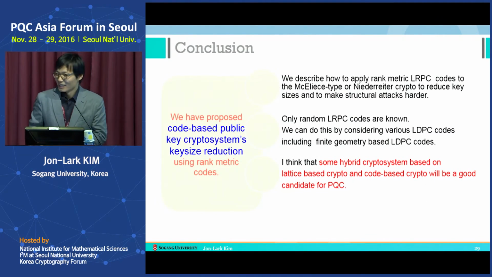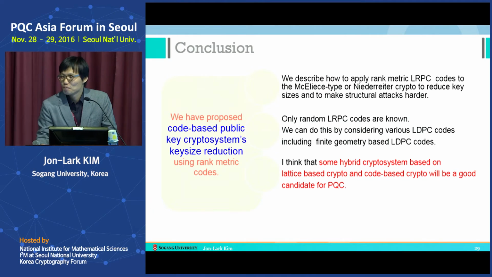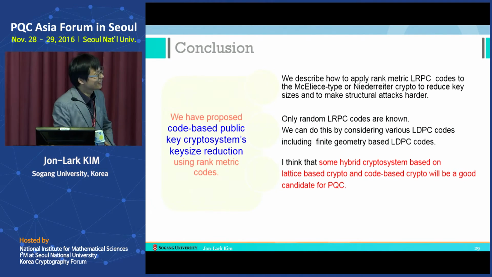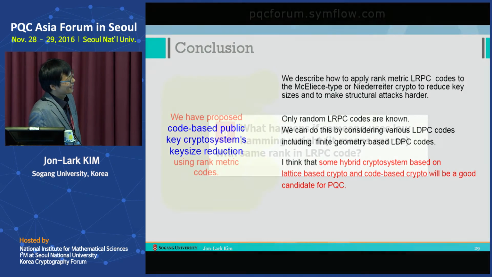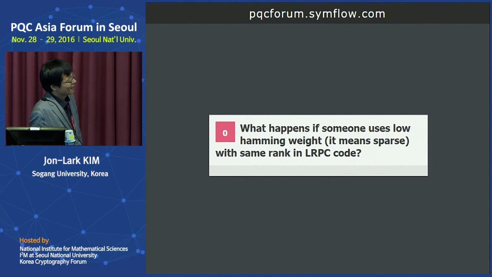So there is a question from online. Let me read the question. What happens if someone uses low Hamming weight, it means sparse, with the same rank in LRPC code?